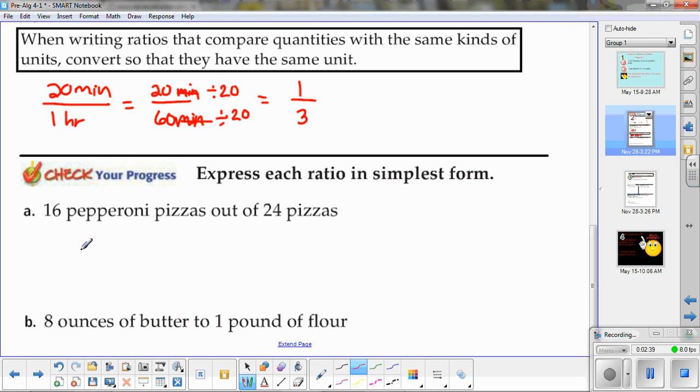16 pepperoni pizzas out of 24 pizzas. They're both pizzas, so I'm going to just write 16 out of 24. And then both of these can be divided by 8. 16 divided by 8 is 2, and 24 divided by 8 is 3. So the ratio is 2/3 or 2 out of 3 pizzas.